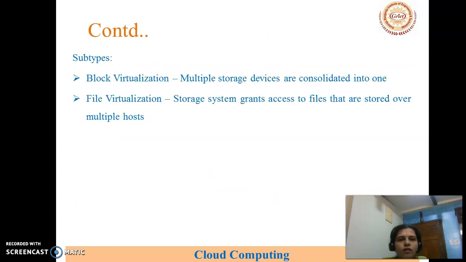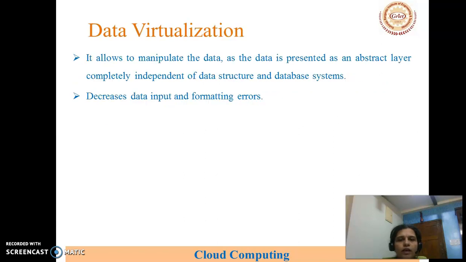Here we have two subparts: block virtualization and file virtualization. In block virtualization, multiple storage devices are consolidated into one. File virtualization is where the storage system grants access to files that are stored over multiple hosts. Then data virtualization. It allows you to manipulate the data. The data is presented as an abstract layer completely independent of data structure and database systems. It will decrease data input and formatting errors.